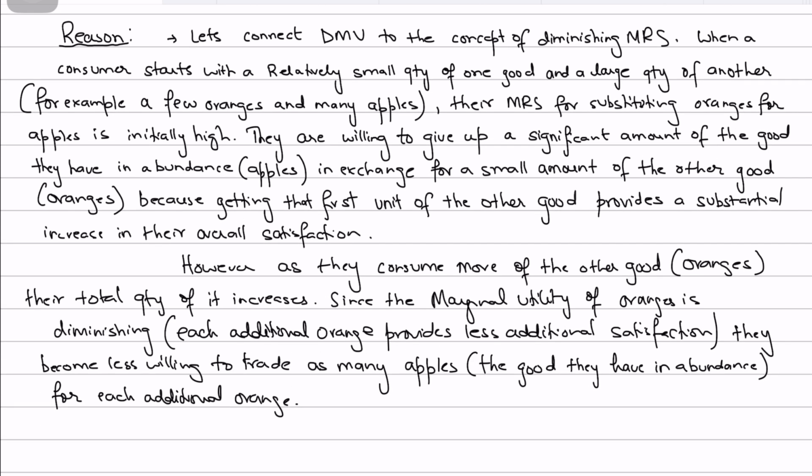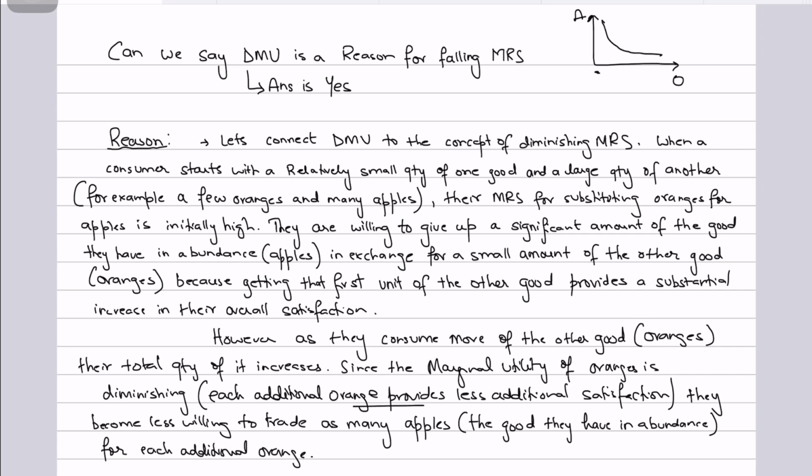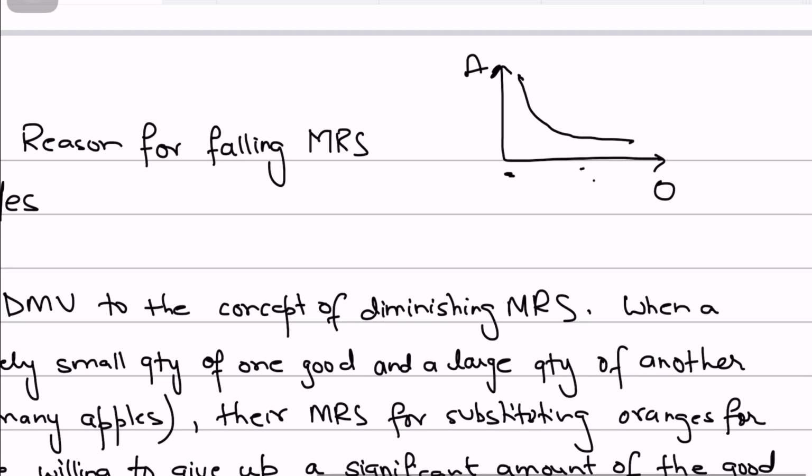But as you consume more of the other good, that is oranges, the total quantity of it increases, which means that the marginal utility of X declines as you consume more of X. Since the marginal utility of good X, that is oranges, is diminishing, because each additional orange now provides less additional satisfaction since you have a lot of oranges, they become less willing to trade as many apples. The consumer is less willing to give up as many apples as before, because the good they have right now is in abundance. That is, they have an abundant amount of oranges right now, somewhere over here.